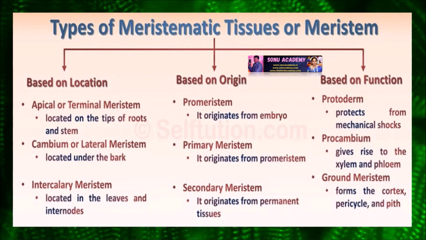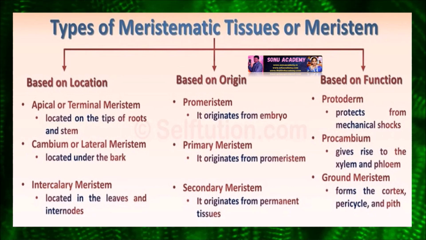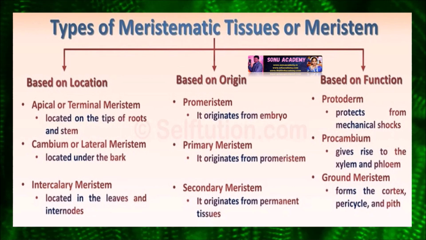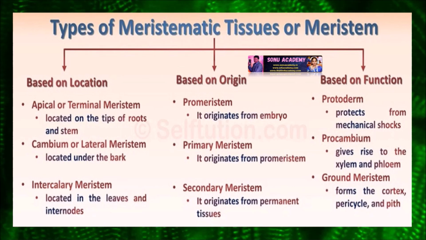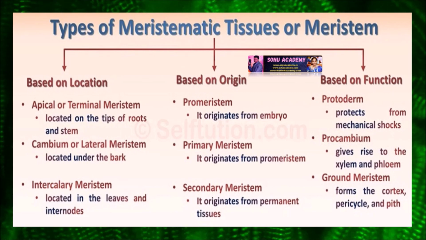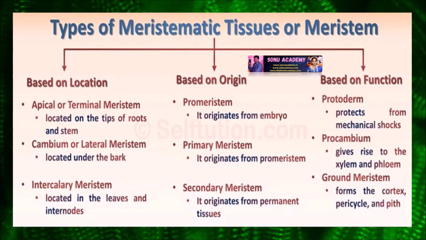Now next we will discuss how meristematic tissues are divided based on the origin. Based on the origin, the meristematic tissues are divided into promeristem, which originates from the embryo; primary meristem, which originates from promeristem; and secondary meristem, which originates from permanent tissues.